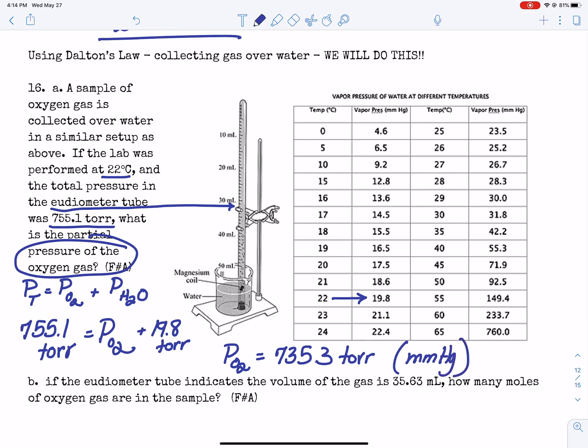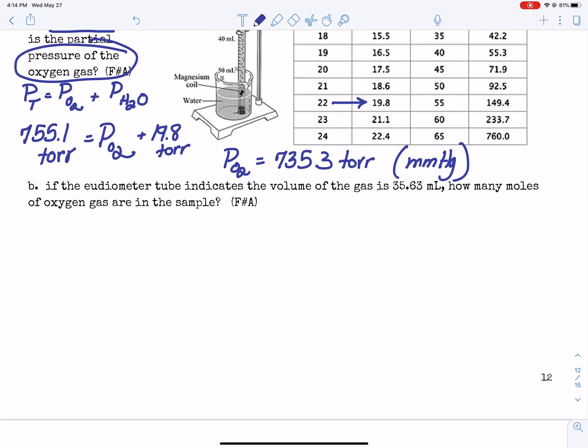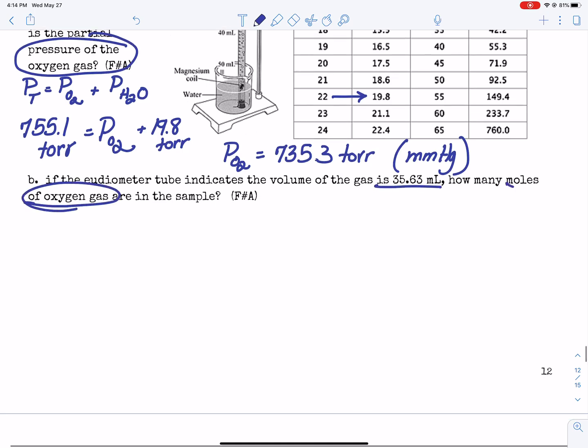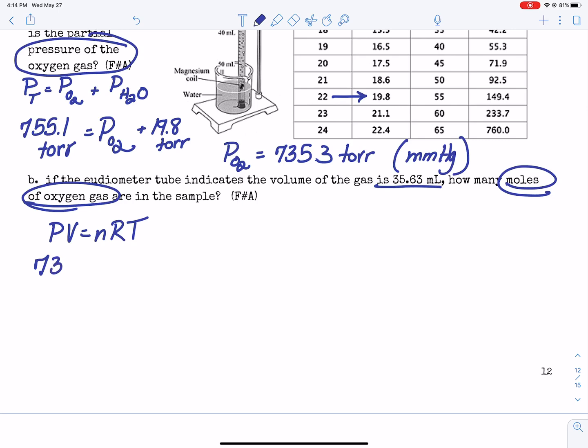And then the second part of this question would be, if the eudiometer tube indicates the volume of the gas, how many moles of oxygen gas are in that sample? Well, the only formula that we have that has moles in it is PV equals nRT. I know the pressure of the oxygen gas is 735.3 millimeters of mercury. I know the volume. Now remember, this is in milliliters. I have to change it into liters.